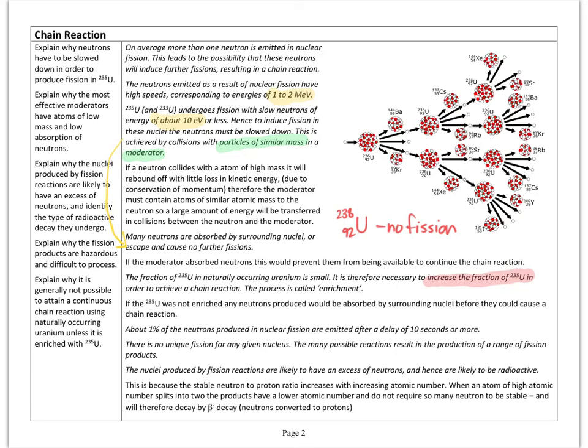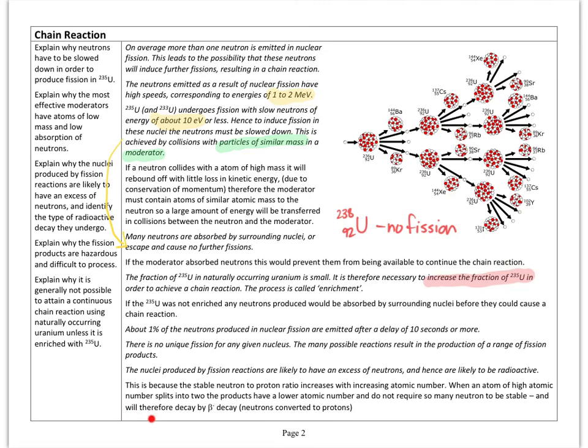Why is this the case? This is because the stable neutron to proton ratio increases with increasing atomic number. Think back to the structure of the nucleus topic and look back at that graph if you're not sure. When an atom of high atomic number splits into two, the products have a lower atomic number and do not require so many neutrons to be stable. Remember that the neutron to proton ratio increases as you increase in atomic number. So when you split them in two, both things don't need the same ratio, they need a smaller ratio. So if they've got the same ratio, they have an excess of neutrons.